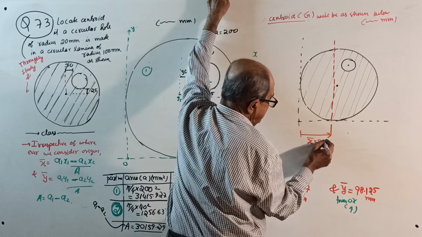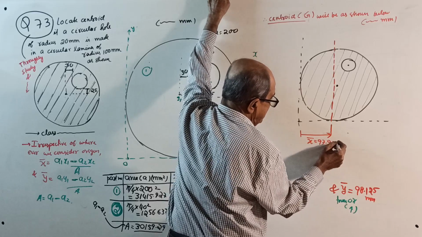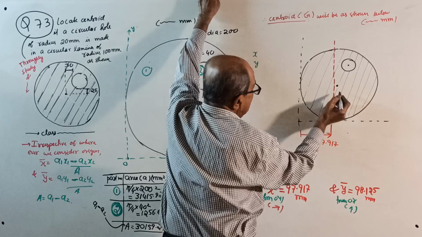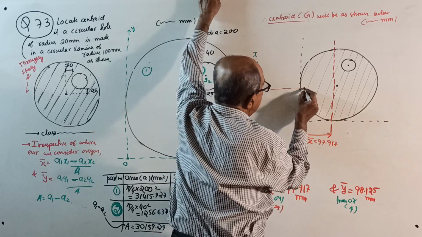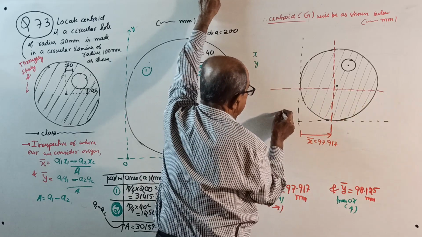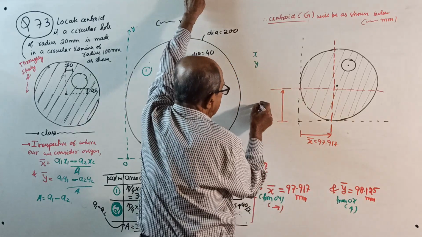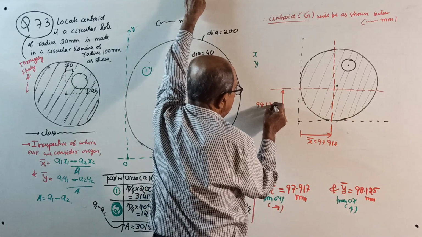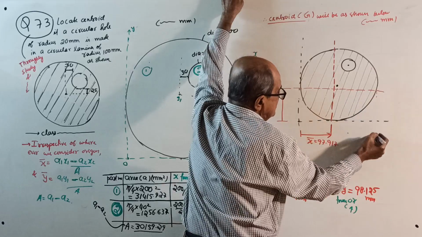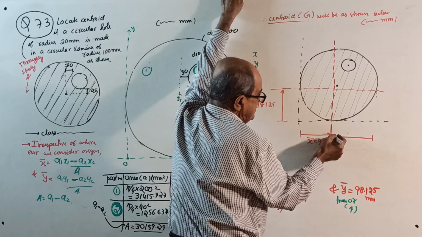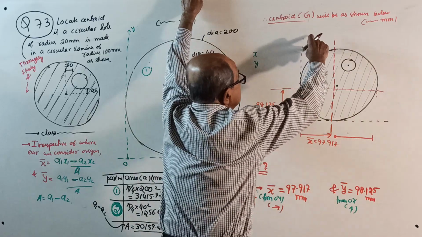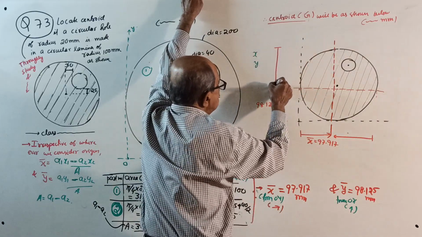X bar is 97.917. I won't write everything in millimeter, and this is y bar. See, the center is here, slightly below. How much? 98.125 millimeter is the centroid. Those who want this distance, you can write it by subtracting from 200 here and from 200 here, if you want. Okay, over.